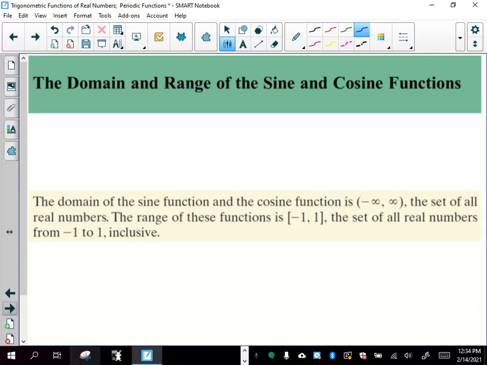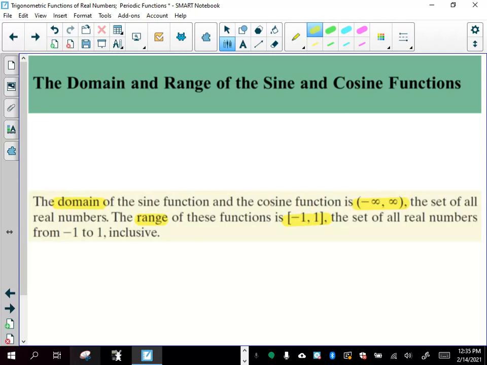So that means they hold a lot of the same properties, for instance their domain and range. The domain of the sine function and the cosine function, they both have the same domain here. That's going to wind up being negative infinity to positive infinity. So basically there are no restrictions in terms of the sine and cosine function. However, because of the unit circle, they do have a range, and their range will oscillate between negative 1 and 1.